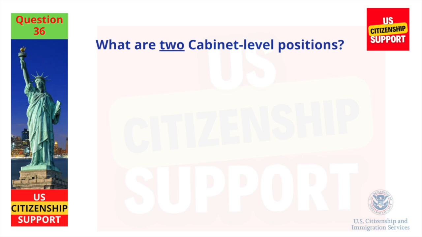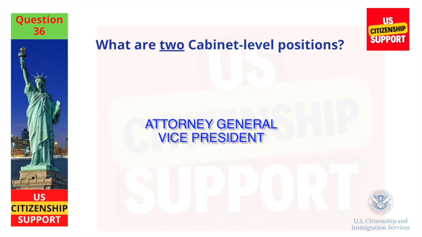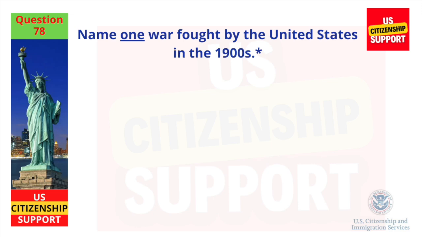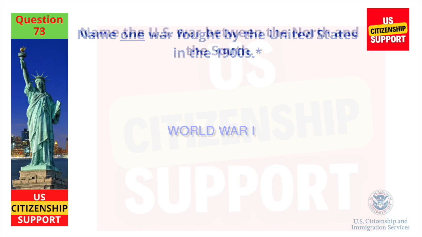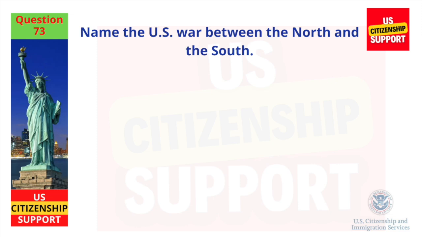What are two cabinet-level positions? Attorney General. Vice President. Name one war fought by the United States in the 1900s. World War I. Name the U.S. war between the North and the South. The Civil War.